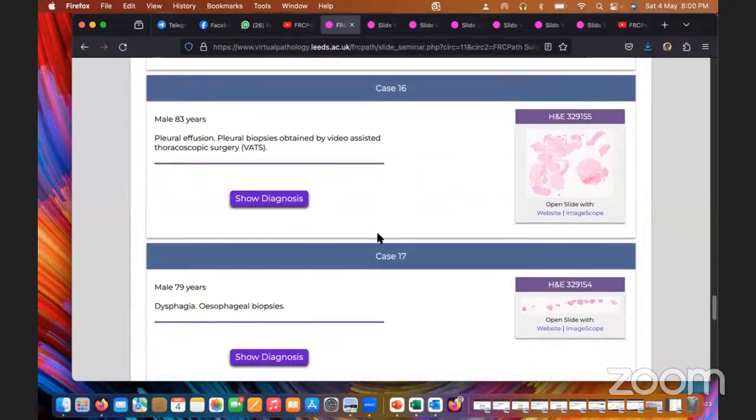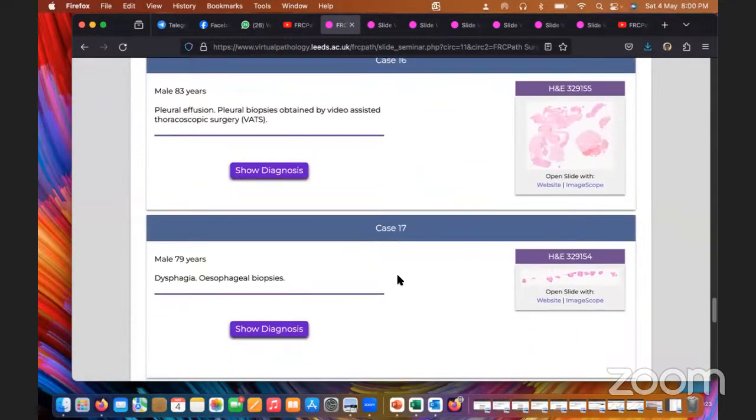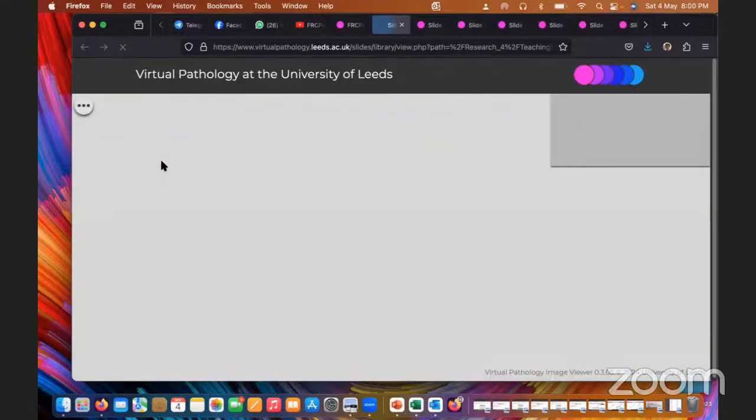Okay, now moving on to case number 17. Case number 17 is an elderly male, a 79-year-old male, and the patient has a history of dysphagia. So an esophageal biopsy was done.